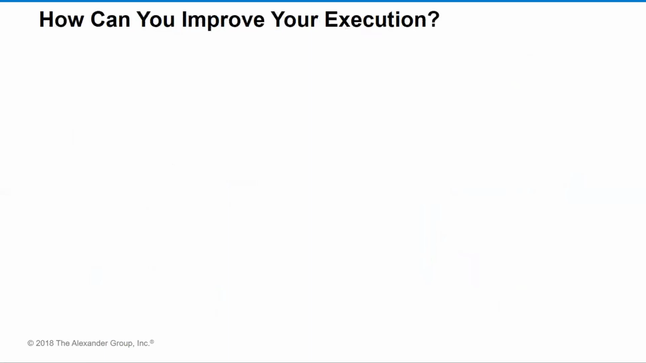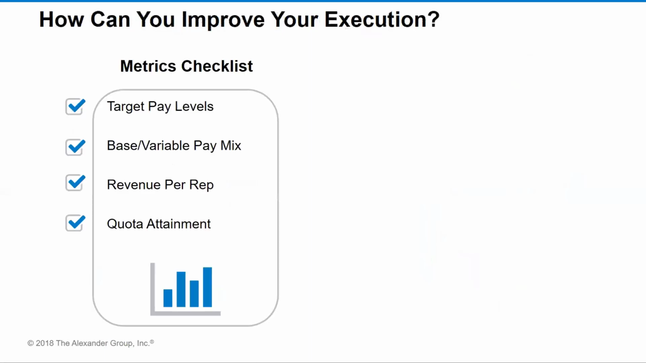To check your execution effectiveness on an ongoing basis, you can track certain metrics and perform certain analyses. Some of these key metrics include looking at your target pay levels to see how you compare to market, understanding your base and variable pay mix. So what percentage of your total target compensation comes from guaranteed base versus variable sales incentive, how much revenue your reps or your sellers are bringing in on average per year, and what your reps' quota attainment is, both in terms of the percentage of reps making quota and the average attainment to goal for any given rep.